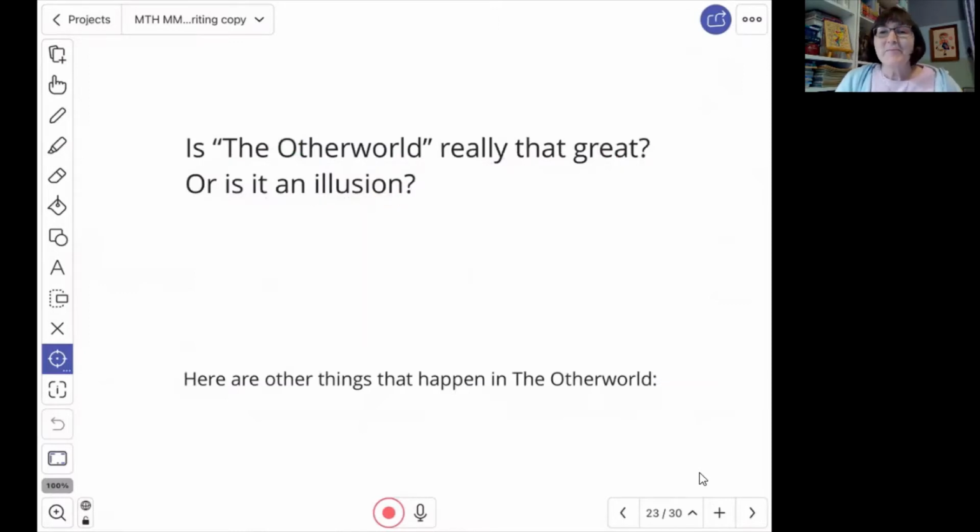An illusion is a word we often use with a magician who does a magic trick. When a magician does a magic trick, there's a trick. Now, if we're watching it, we might not know the trick. And so we might think, wow, how did he do that? It's magic. But actually, it was a trick. It was an illusion. An illusion is when what we think that we see with our eyes is actually different from what really happens. So to answer this question, let's look at some of the other things that happen in the other world. Three in particular.